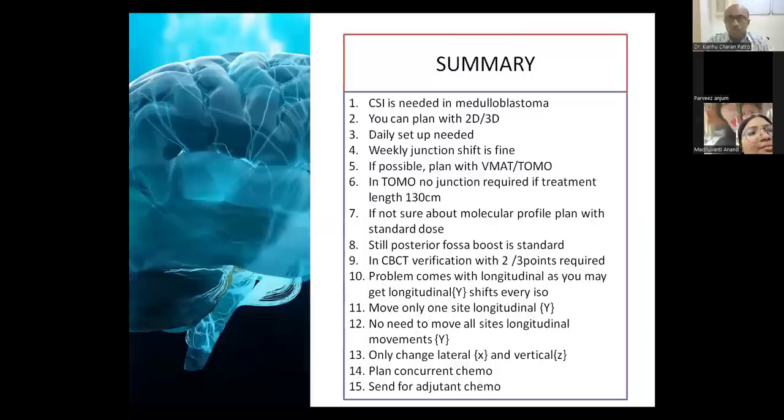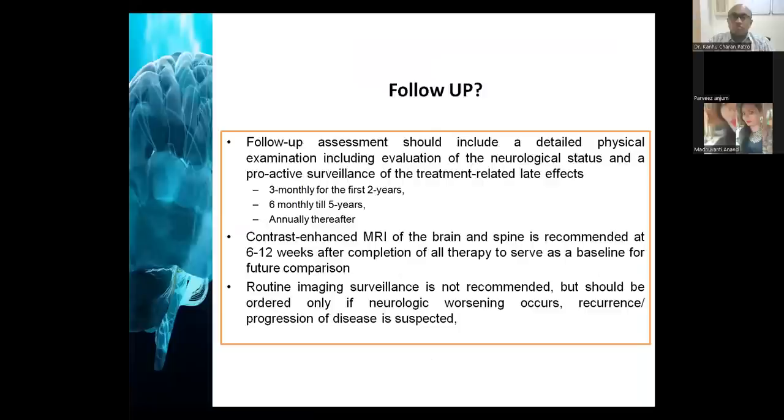Plan concurrent chemo, and send for adjuvant chemo to the medical oncologist. In follow-up, you have to do 3 monthly for the first 2 years, 6 monthly till 5 years, and annually thereafter. Contrast-enhanced MRI brain and spine screening is recommended 12 weeks after completion of therapy as a baseline. Routine imaging surveillance is not recommended, but should be ordered if neurologic worsening occurs. In late effects, you have to check pituitary functions and do hormonal replacement as needed.